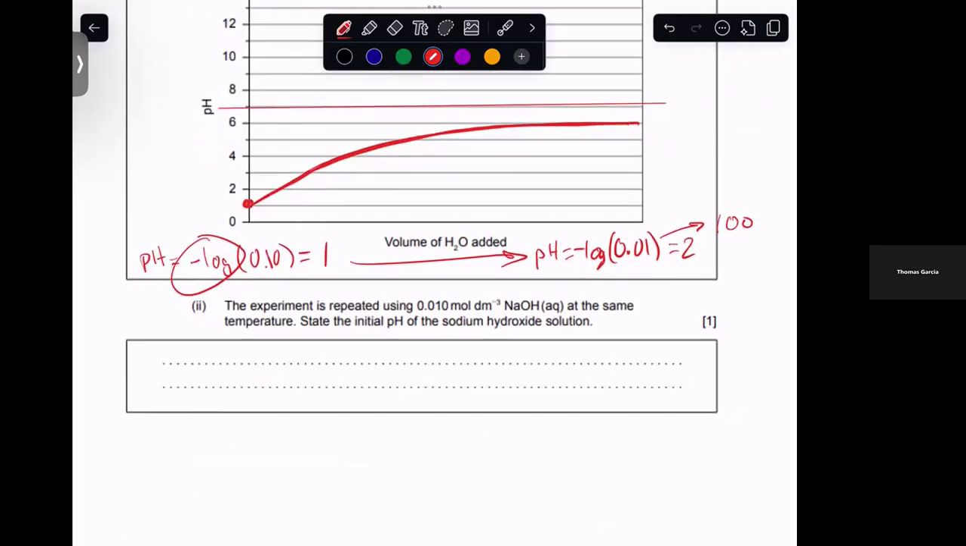All right. The experiment is repeated using 0.10 mole per decimeter cubed of NaOH at the same temperature. State the initial pH. Well, because we're using NaOH, I'm going to use pOH, which is equal to the negative log, the same equation but of our hydroxide, which is equal to 1. I know that pH plus pOH is equal to 14. Therefore, I can rearrange that to say pH is equal to 14 minus pOH, which is equal to 14 minus 1, which is equal to 13.